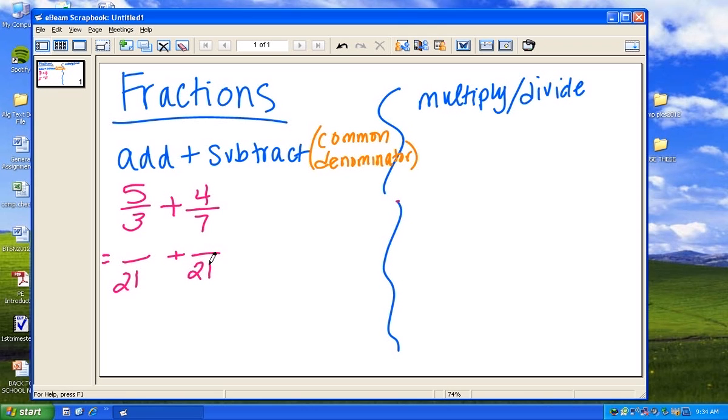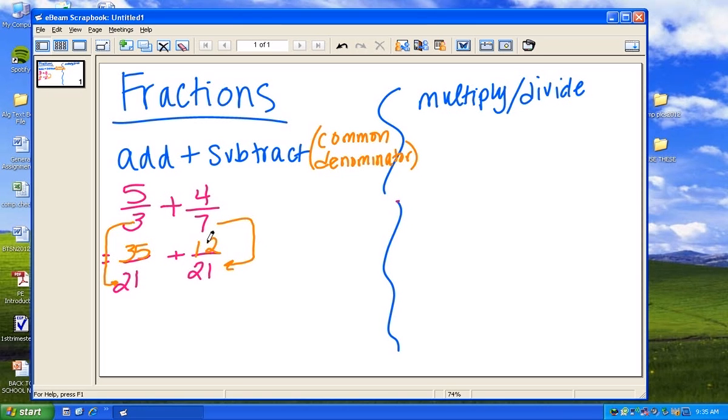And notice I set up my fraction. I'm saying, all right, I'm turning these things into 21. So how did I go from this 3 to this 21? What did I do, Nick? I multiplied by 7. And if I do something to the denominator, I have to do it to the numerator. So 5 times 7 makes 35. And now, how did I go from 7 to 21? Sabrina? I multiplied by 3. So if I do it to the denominator, I have to do it to the numerator. So 4 times 3 makes 12.